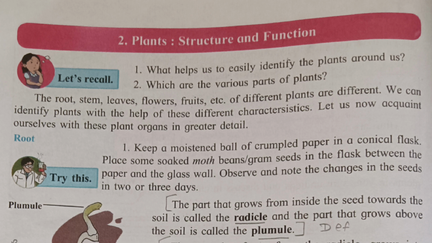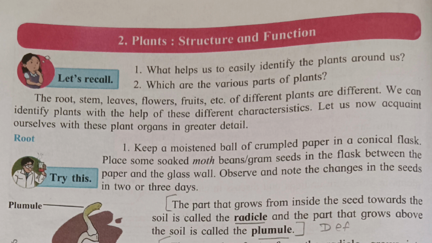Keep a moistened ball of crumpled paper in a conical flask. Place some soaked moth beans, gram seeds in the flask between the paper and the glass wall. Observe and note the changes in the seeds in 2 or 3 days.